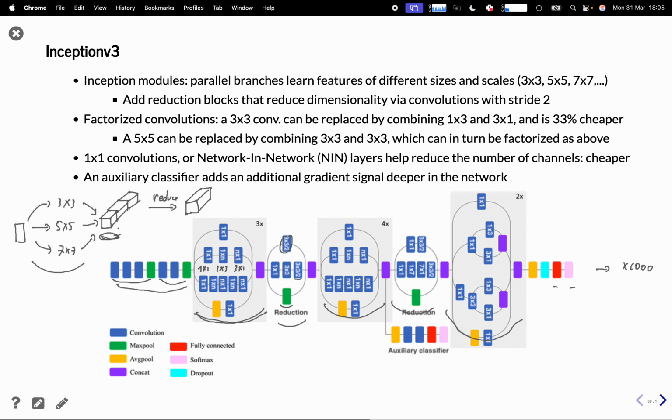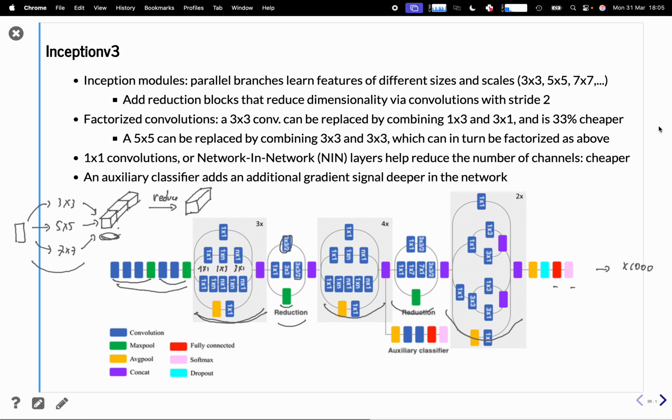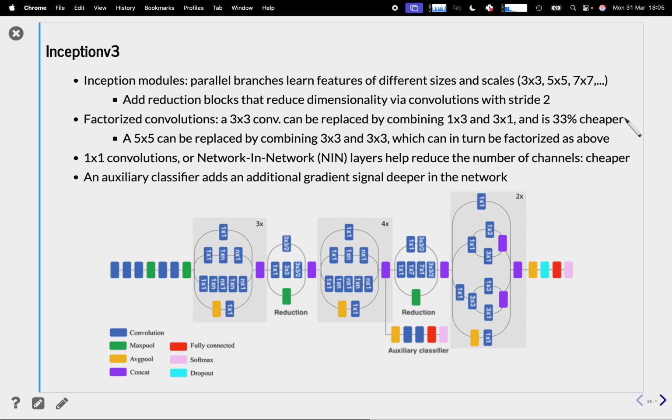And a 5 by 5, by the way, you can decompose it into a 3 by 3 and a 3 by 3. And so you can decompose a 5 by 5 actually by doing 1 by 1, 1 by 3, 3 by 1, 1 by 3, and 3 by 1. And this is identical to doing a 5 by 5.